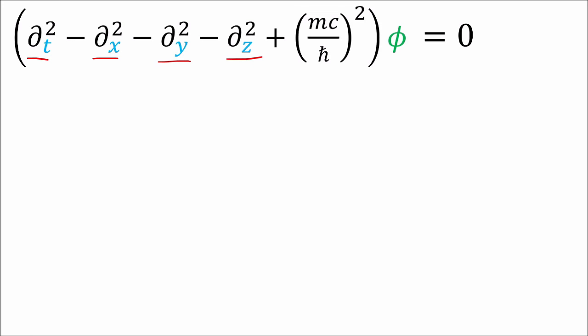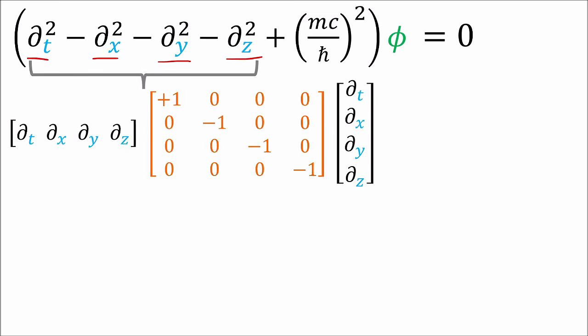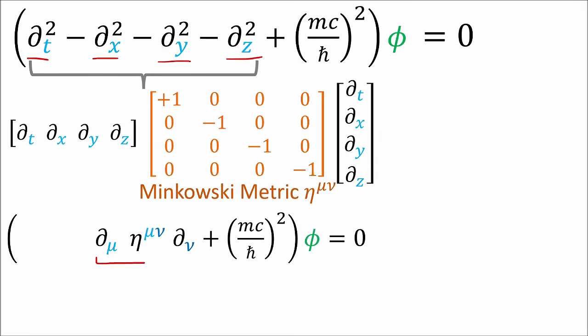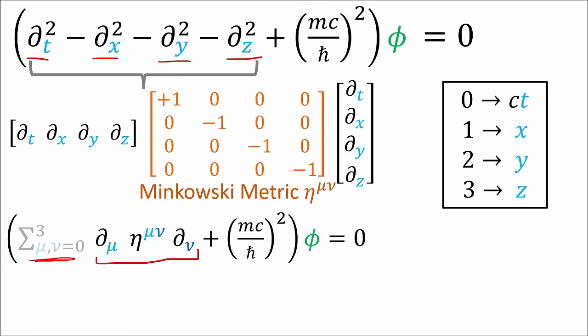We can write this sum of four terms using arrays with an inner row-column product, if we include this matrix in the middle that has the correct signs along the diagonal. This is the Minkowski metric eta that you should recognize from special relativity. We can also write this array multiplication using Einstein's summation notation, where we have implied summations over the mu and nu indices that range from 0 to 3. Here, index 0 indicates the time ct, and indices 1, 2, 3 indicate the space directions x, y, z.